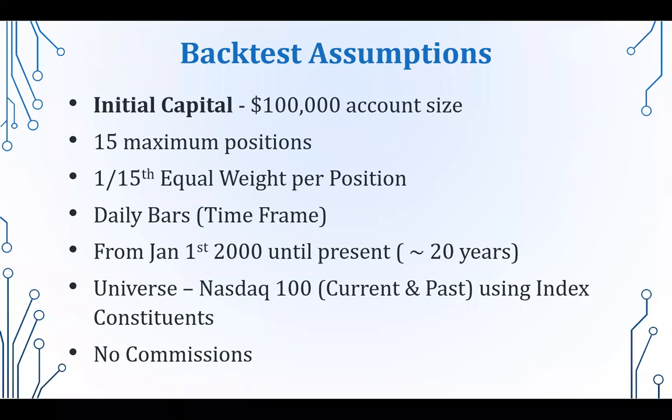All right, so let's talk about some of the backtest assumptions. Our initial capital for a backtest is going to be about a 100,000 account size. Again, 15 maximum positions, 1/15 equal weight per position. We're going to use daily bars as our time frame, and we are essentially going to be backtesting from January the 1st until the present, so approximately 20 years. Again, our universe is the NASDAQ 100, current and past, using index constituents. And for the sake of this presentation, we're not going to use any commissions.